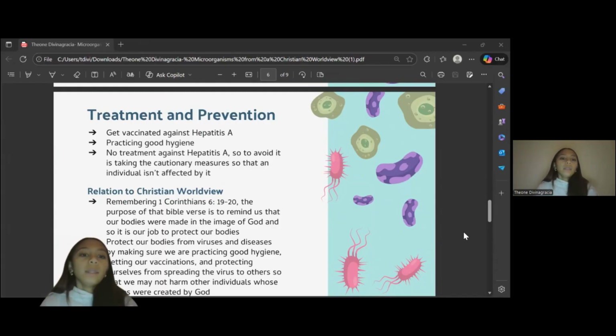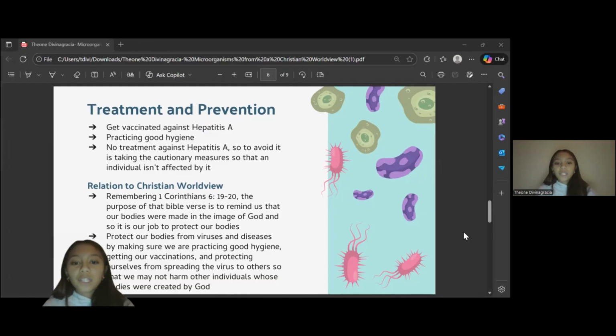So what exactly does that Bible verse mean? The purpose of that Bible verse is to remind us that our bodies were made in the image of God, and so it is our job to protect our bodies, essentially. God made us in his own image and likeness and wants us to take care of what he made. And it's our job to do that. And we can protect our bodies from those viruses and disease by making sure we practice good hygiene, getting our vaccinations, and protecting ourselves from spreading the virus to others so that we may not harm other individuals whose bodies were created by God.